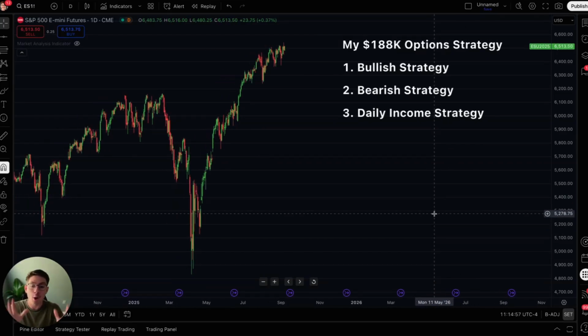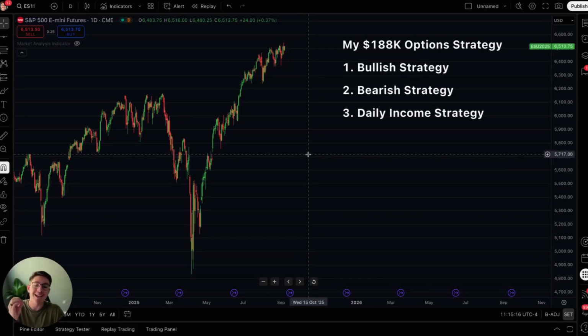Here's the truth. The market is always in some phase. It's either going up, it's going down, or it's going nowhere, sideways. And so because we already know that the market could be in either one of those phases, I need to have an option strategy that's tailored for each one of those markets. And the easiest way to know which market phase we are in is by using a simple indicator.